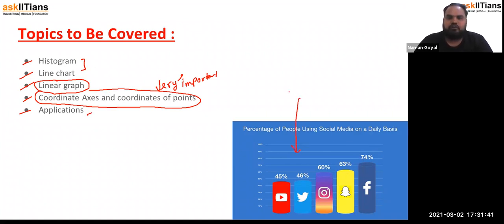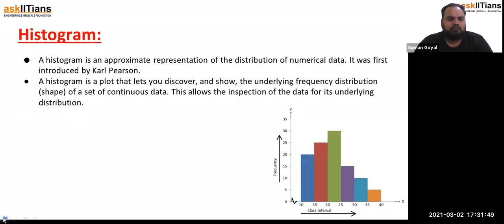Okay, this photo is what? Bar graph. This is a bar graph, right? So first we are going to discuss histograms. In both histograms and bar graphs we use rectangles to represent our data. But the difference between the two graphs is that there is no distance between bars in a histogram, but in a bar graph there is distance between the bars.